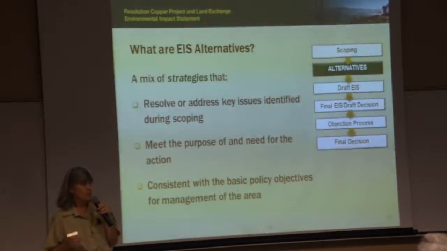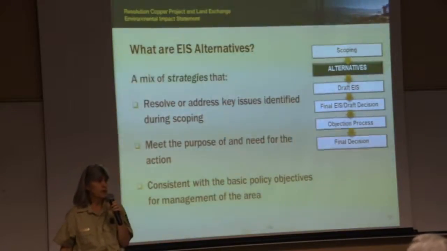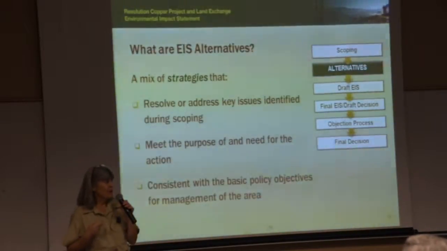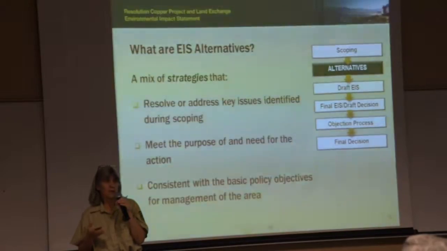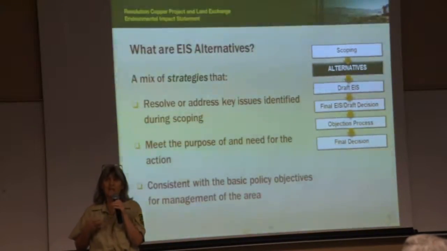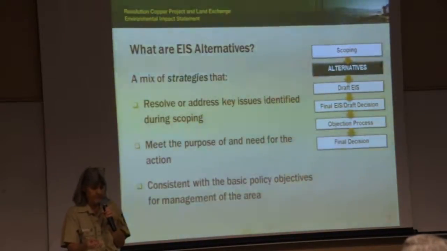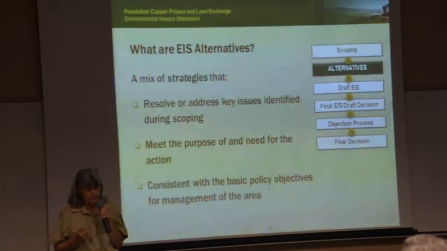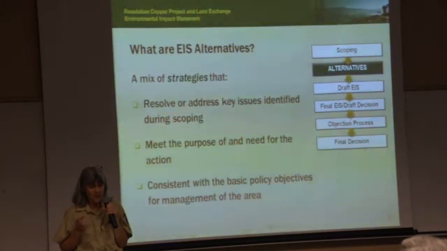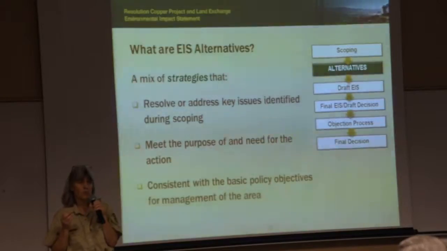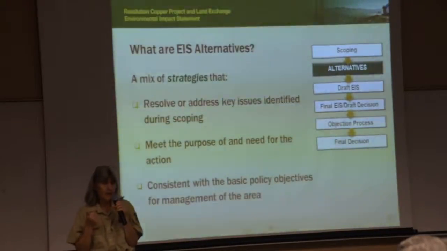So just to do a quick overview, a little more about alternatives. What are alternatives? According to the Council on Environmental Quality, alternatives are the heart of the environmental review. It can really affect the analyses that are done, and downstream from that, the decisions that are made. And so again, the purpose is to resolve or address key issues. But with that in mind, we're still trying to develop alternatives that meet that original purpose and need for the project.